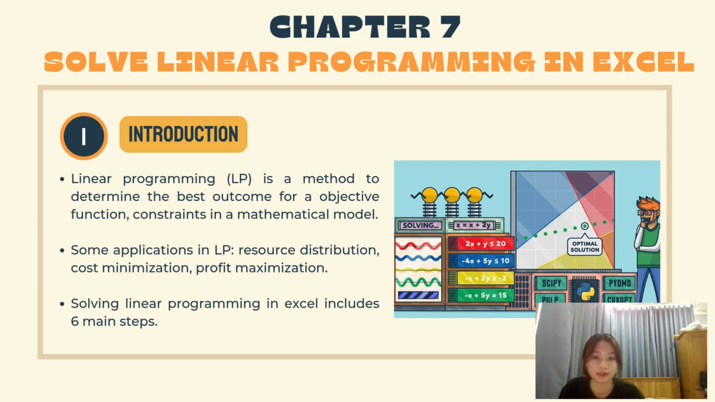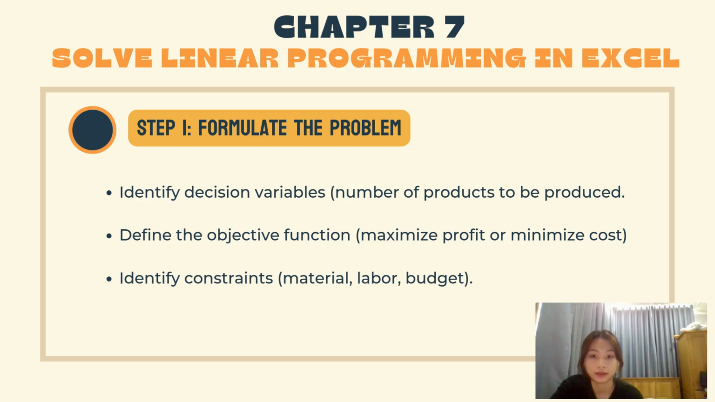Solving linear programming in Excel includes six steps: formulating the problem, setting up the spreadsheet, defining the objective function, defining constraints, using Solver, and interpreting the results. The first step is to formulate the problem. Firstly, I need to identify decision variables, including the number of products to be produced, and define the objective function, to maximize profits or minimize costs, and I will identify constraints such as materials, labor, or budget.